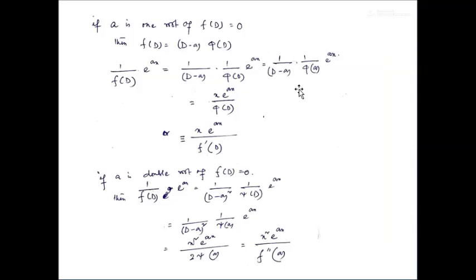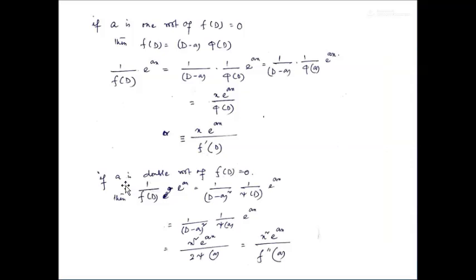So 1 by (D minus a) into 1 by phi(a) into e to the power ax. Phi(a) is the factor that remains after separating (D minus a) from this f(D). So the solution will be 1 by phi(a), that remains out, times 1 by (D minus a) to the power of x. So this will be x into e to the power ax. If you separate this (D minus a) from phi(a), this must be a differential of this f(D) with respect to D. So this will be x into e to the power ax into f prime(a).